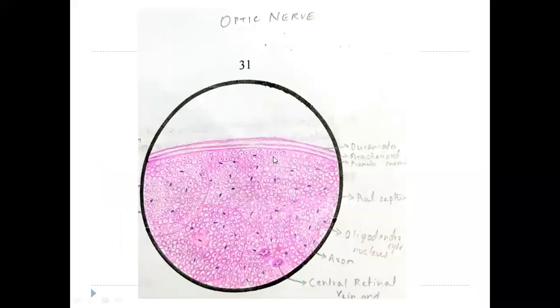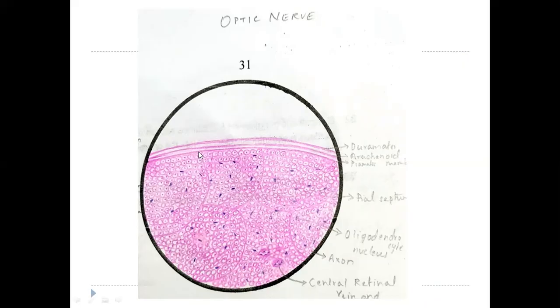This is how you'll draw the diagram of optic nerve. If you've drawn peripheral nerve earlier, you would remember that you drew only one layer as the covering, which was the epineurium. Whereas for optic nerve, you're just going to draw three lines, which are the three meninges: dura, arachnoid, and pia mater.